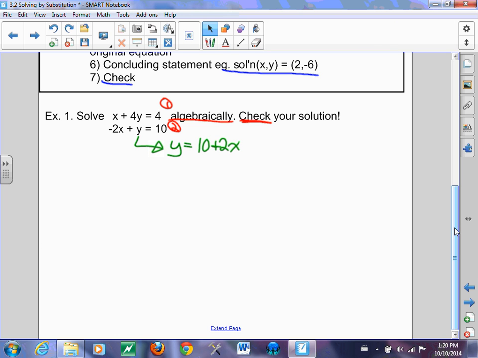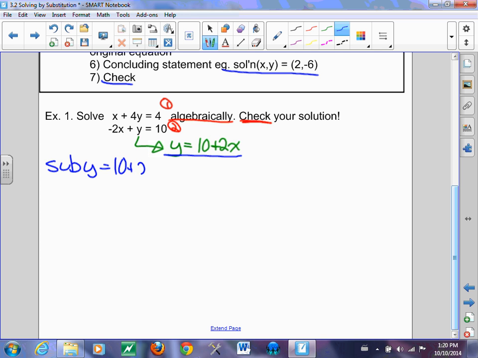Okay. Once you've rearranged that, you're going to say sub, meaning substitute, whatever you've rearranged. So in this case, y equals 10 plus 2x into the other equation. So if we've rearranged 2, you're going to sub it into 1. If you took the x out of 1, then you would sub it into equation 2. You always shove it into the opposite.